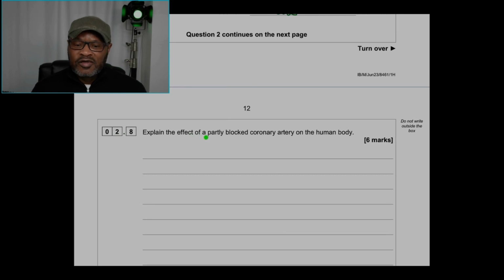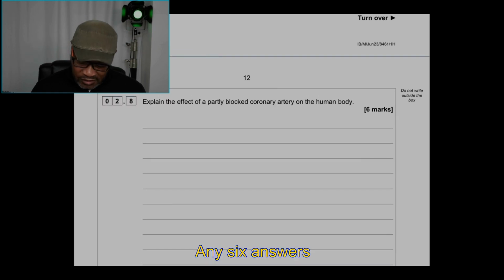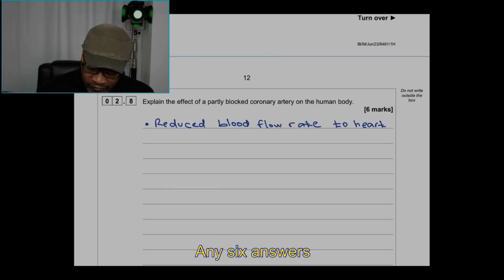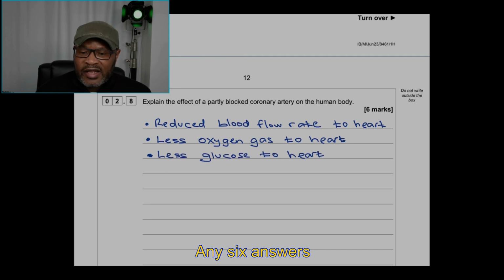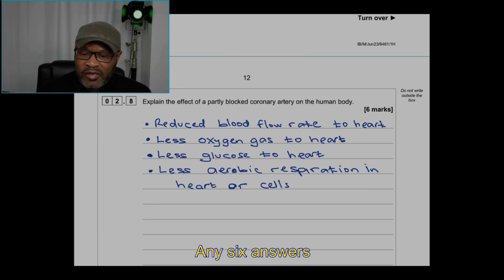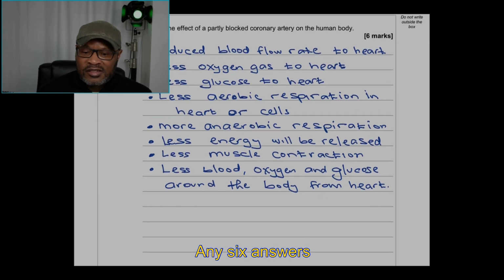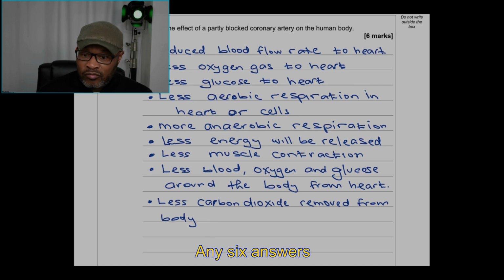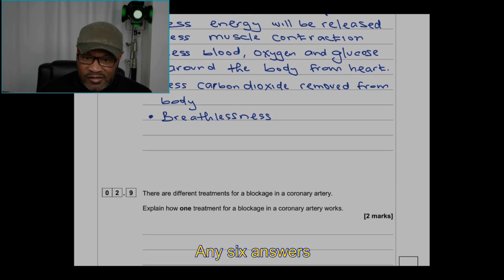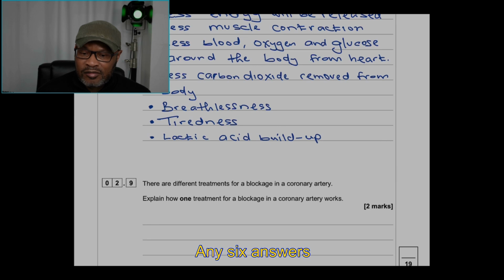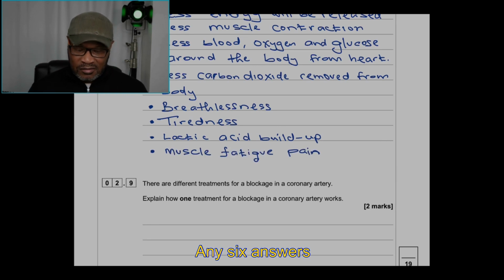Explain the effect of a partly blocked coronary artery on the human body. So we can say first is reduced blood flow rate, less oxygen, less glucose. We have less aerobic respiration in heart cells, more anaerobic respiration, less energy is released, less muscle contraction. We have less oxygen and glucose around the body, less carbon dioxide removed from the body. You get breathlessness, you get tiredness, lactic acid buildup, more fatigue and pain.